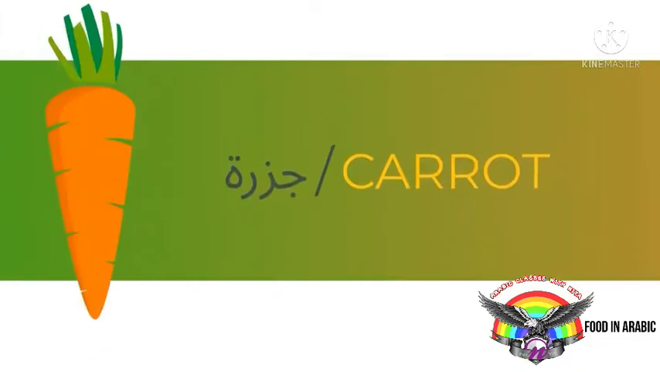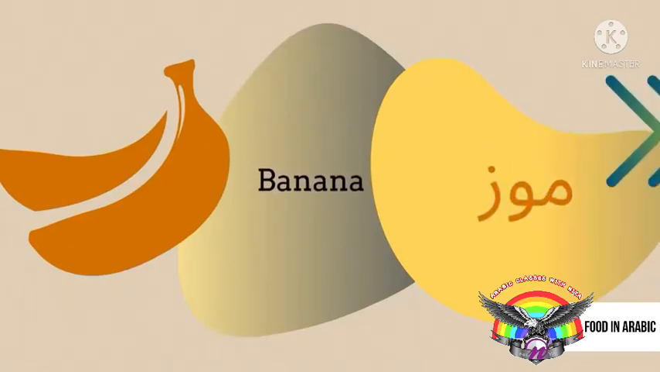And our next word is جزرة, which means carrot. Let's repeat, جزرة, which means carrot. Now let's see what's our next word. Our next word is موز, which means banana. Let's repeat, موز, which means banana.